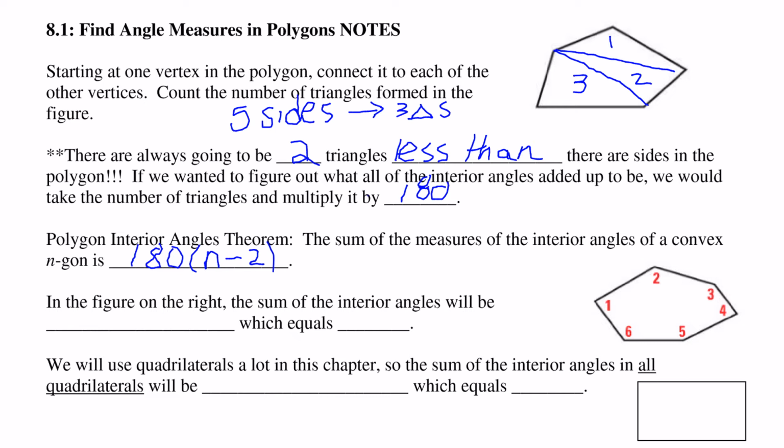So if we do the same thing for this figure on the far right over here, you can see that there are 6 sides, so we would take our 6 minus 2, which gives us 4 triangles, and then we multiply that by 180, so this would give us 720 degrees. We know that quadrilaterals are going to come up quite often in this unit, so if we take 180 times my 4 sides in a quadrilateral minus 2, we end up with 360 degrees.